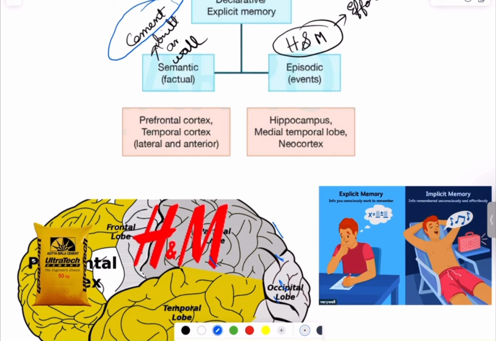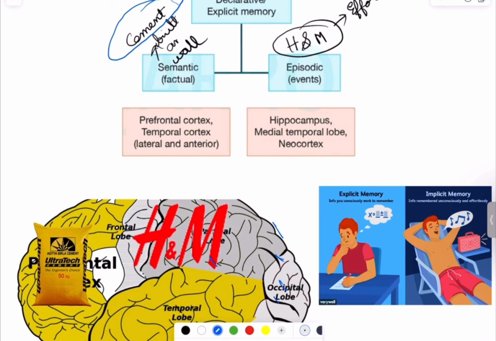For example, semantic factual is whatever you are trying to learn right now. These are the facts that you are trying to learn. And what is episodic? Episodic is like you are marrying, or divorcing, or breaking up with someone. So that is episodic. That is the events that are associated with life.